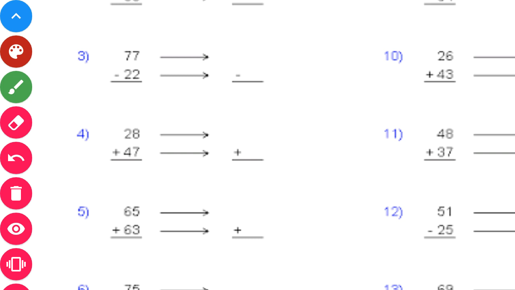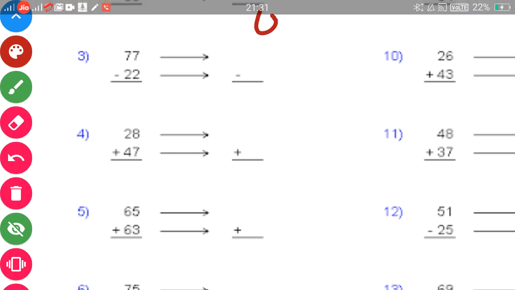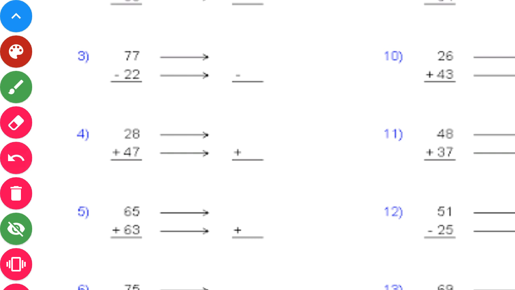Okay, now. 77 is there. Now the number at ones place is 7, which is greater than 5. So what will we do? We'll put a 0 at ones place. And the number given at tens place will be raised by 1, so that this number will become 8. We have got 80.